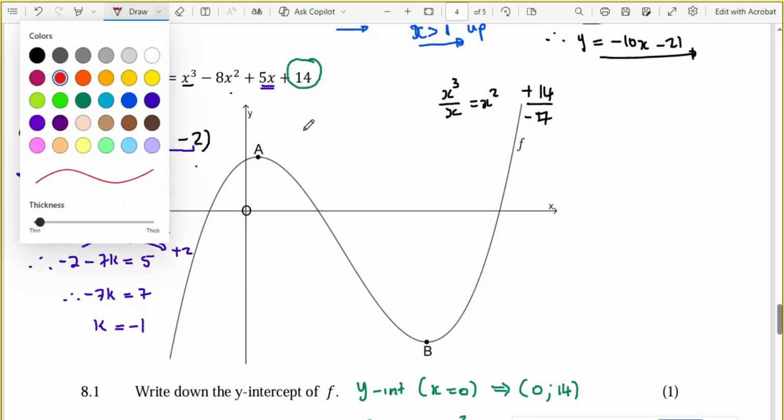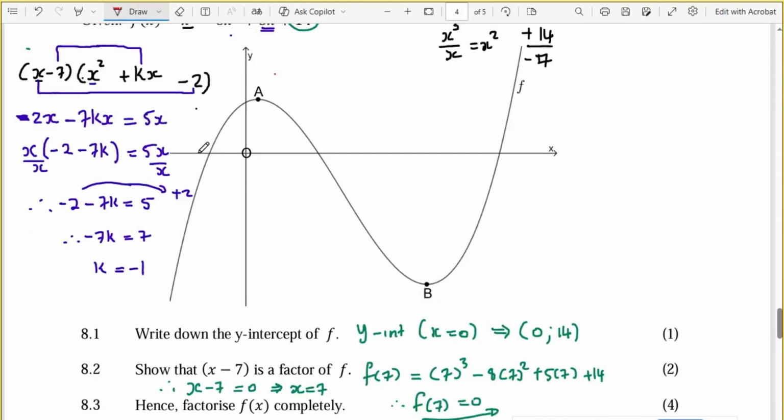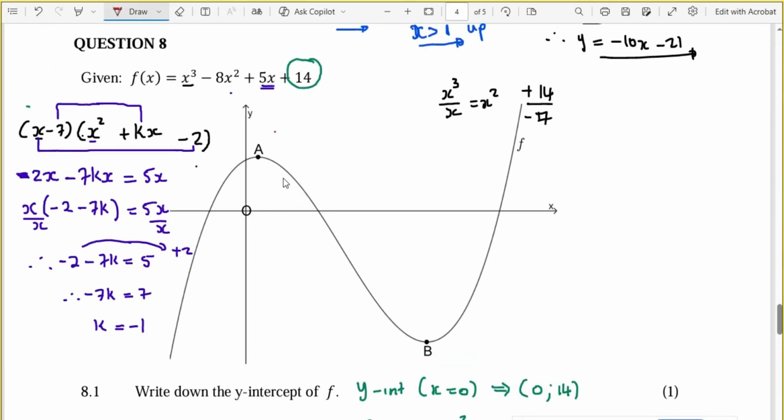Look at this. It's up to you which coefficient you want to use. I can create, remember, x minus 7. Then I open the brackets, and I know that x to the power 3 divided by x gives me x squared. Then 14 divided by minus 7 gives me minus 2. The middle term is plus kx.